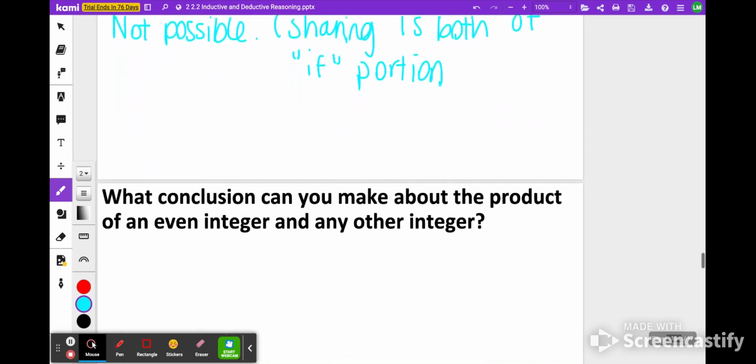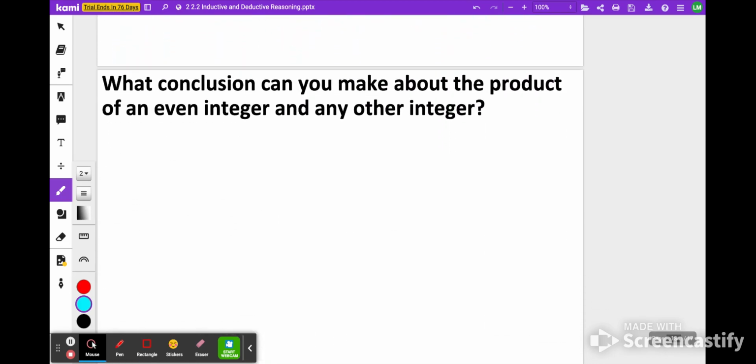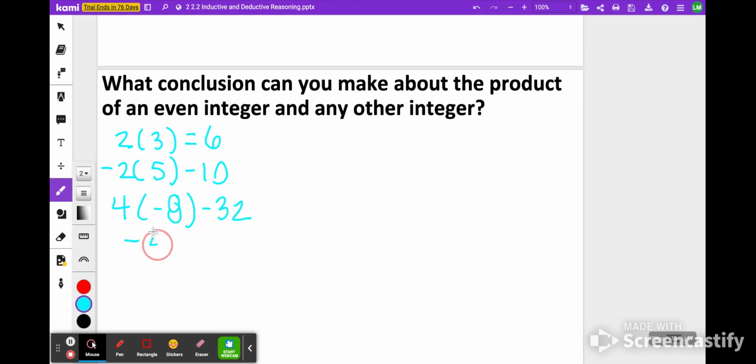Okay. Here we go. Let's try this example. What conclusion can you make about the product of an even integer and any other integer? So the product meaning multiply, so you take an even integer and you multiply it with something else. 2 times 3 equals 6. Cool. How about negative 2 times 5? That's negative 10. 4 times negative 8, negative 32. Negative 4 times negative 8, positive 32.